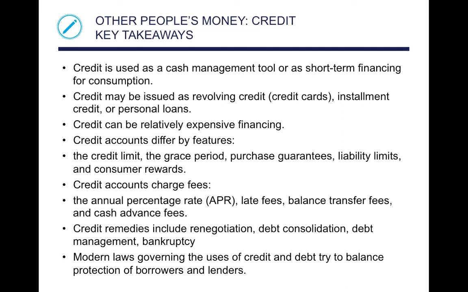And actually, I like how this is here in the order that it is. Renegotiation, debt consolidation, and debt management should go next because that usually charges a fee also, and sometimes it does take a toll on your credit. And then finally, bankruptcy. So I like that order. Modern laws governing the use of credit card and debt try to balance protection of borrowers and lenders.